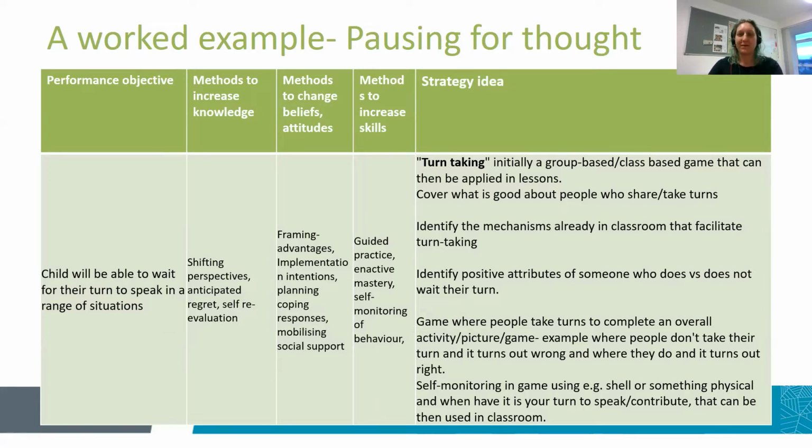Then we have methods to increase skills. So things like guided practice, which means practicing something, but with someone else helping you and structuring that. Enactive mastery is where you do something more and more and you become more skilled at it. And then self-monitoring of behavior is about being aware of what you're doing and starting to be able to monitor when you're doing it. So based on these kind of methods that we know might work and might help, we're coming up with an idea for a strategy.